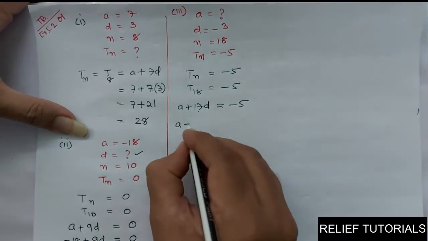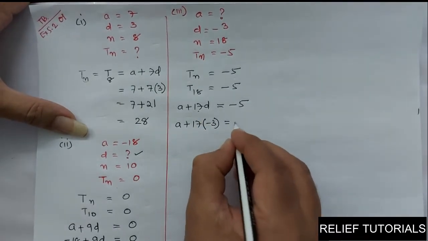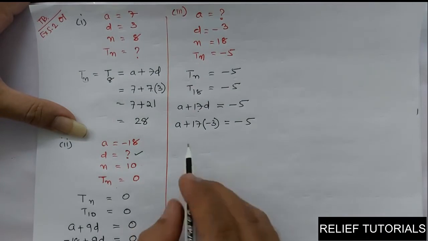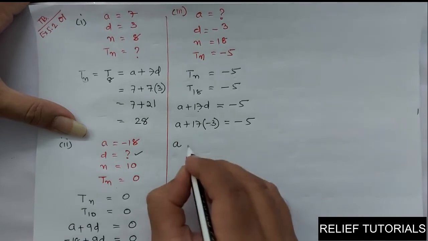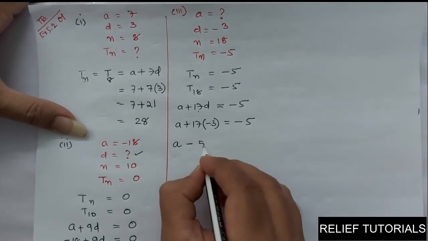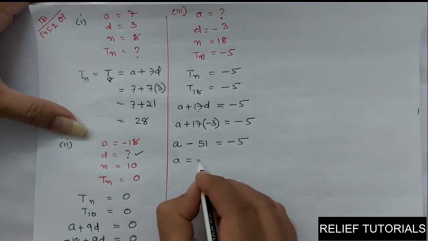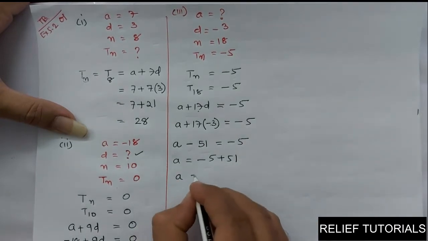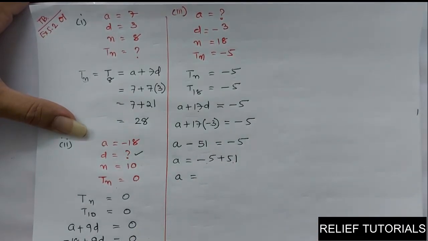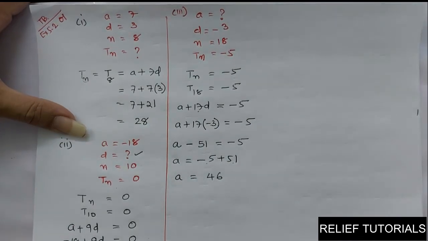Now A is not given, plus 17. Difference is given, minus 3. That is equals to minus 5. So in this equation only one term is unknown, that is A. So now A plus 17 into minus 3, minus 51, that is equals to minus 5. Now A is equals to minus 5, minus 51 goes on other side, plus 51. So A is equals to 51 minus 5. So 51 minus 5 is 46. So first term is 46. Have you got it?